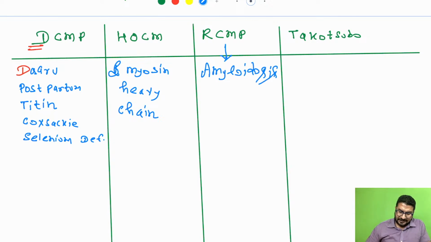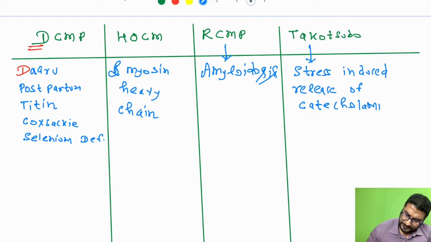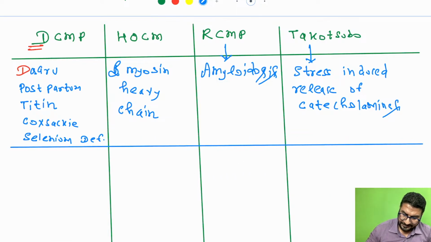Now coming to Takotsubo. This Takotsubo cardiomyopathy, understand, occurs due to stress. So basically it is stress induced cardiomyopathy. It is due to stress induced release of catecholamines. Now coming to the second difference which you have to remember.